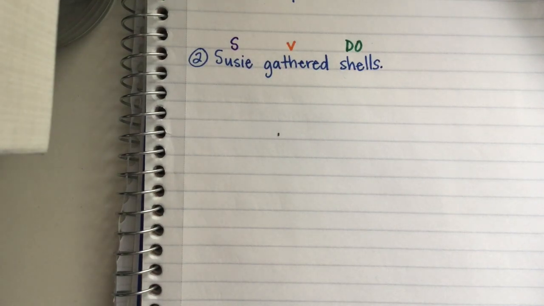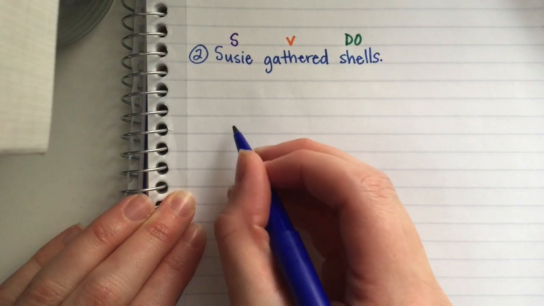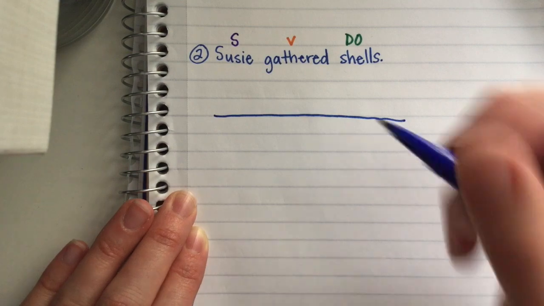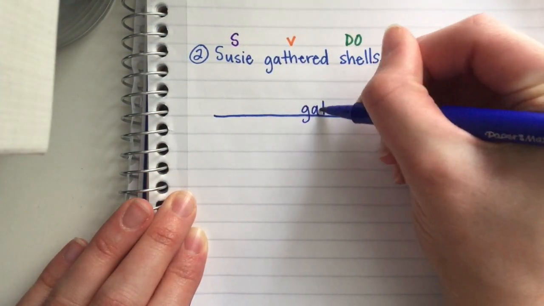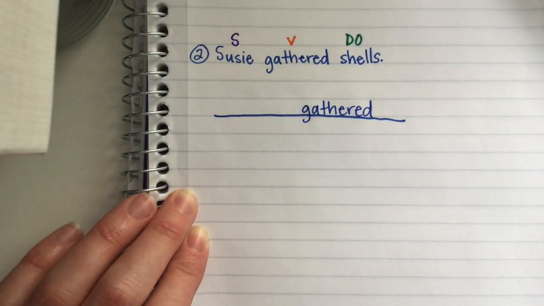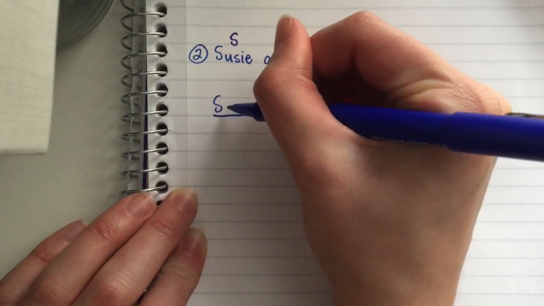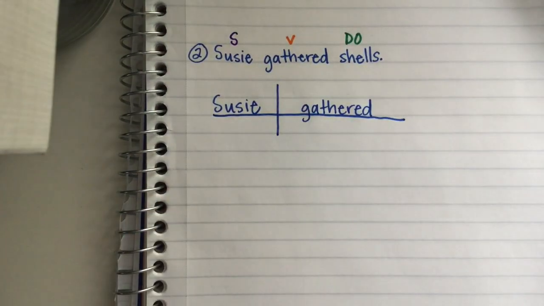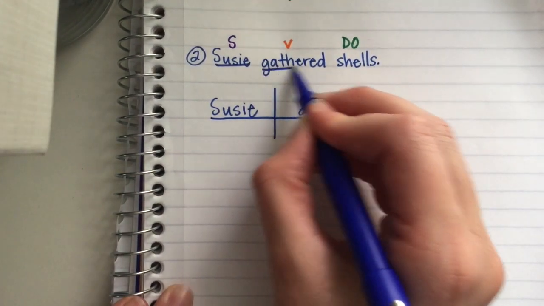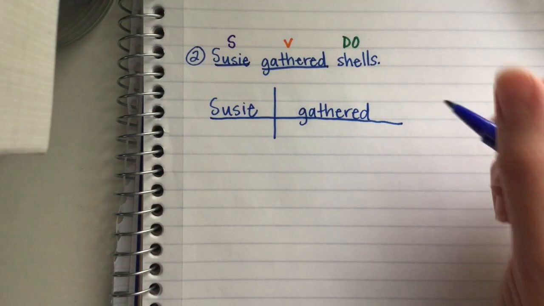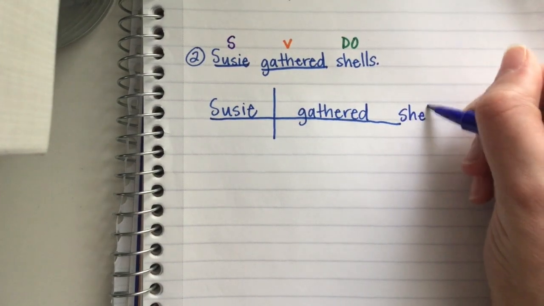So next we're going to actually diagram it. We need our horizontal line. We're going to write our verb first, so gathered was our verb, that's the action going on. Then we put our subject, so who gathered, and we said it was Susie. And then we can draw our big line, breaking up our subject and our verb. So we did Susie, we did gathered, now we have to diagram for shells. We said shells was our direct object, that comes after our verb.